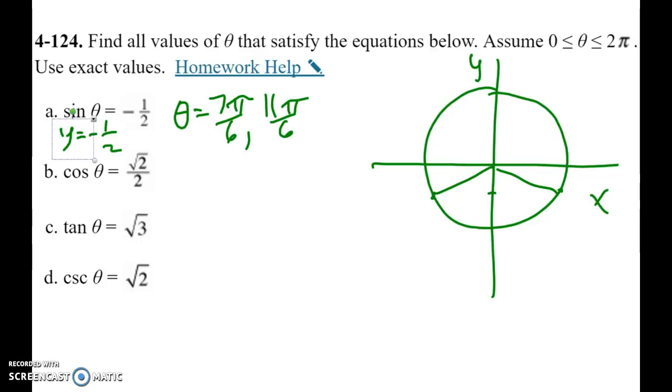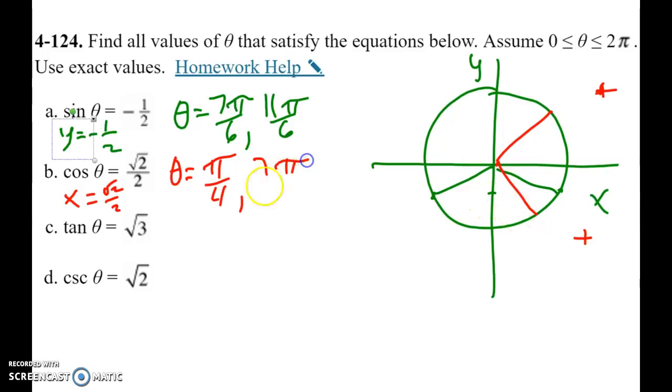All right, let's look at the next one. So we're looking for cosine, where x is positive square root of 2 over 2. Okay, so I know those are fourths. Anytime I have square root of 2 over 2, they're fourths. So where are the fourths that cosine is positive? Cosine is positive here. All students take calculus, and here. So it's this fourth and this fourth. So pi over 4, and 1, 2, 3, 4, 5, 6, 7, 7 pi over 4.